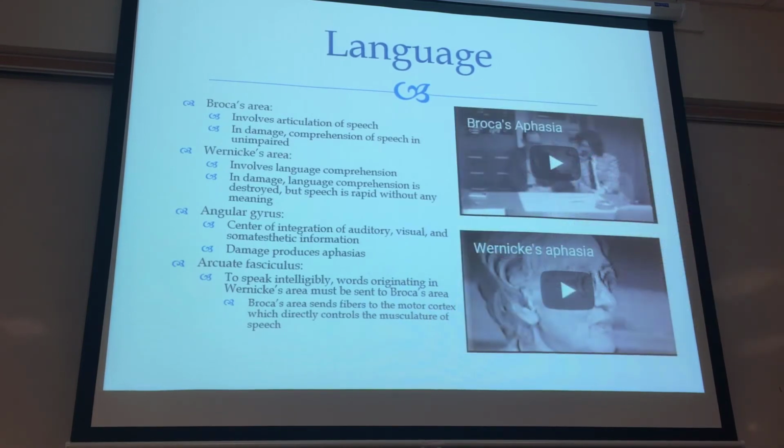And I have very quick examples that I can show you of Broca's aphasia, where, again, the person is able to understand the question, but not able to articulate it.